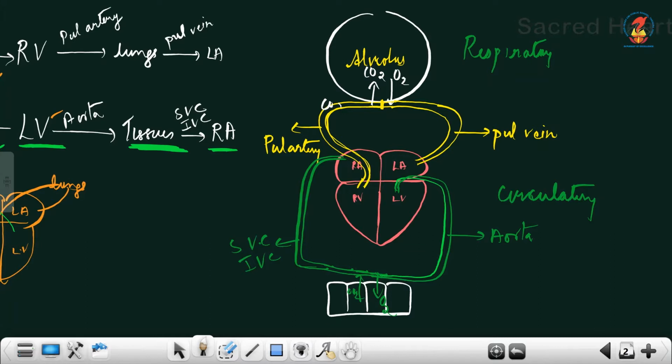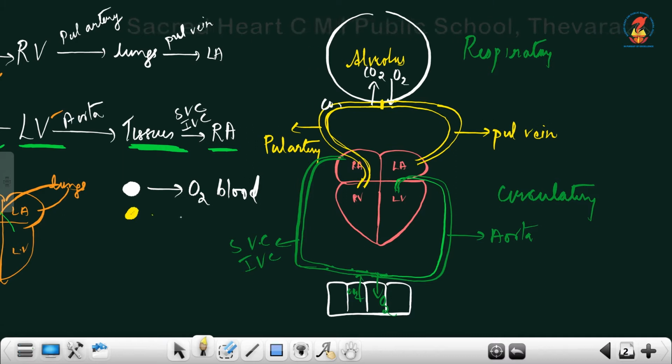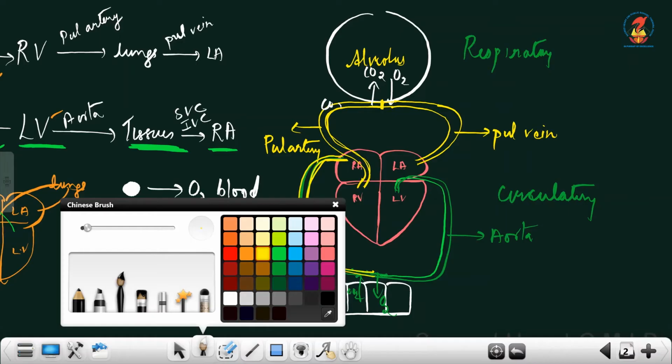Okay. I am giving the key. White stands for oxygenated blood and yellow stands for deoxygenated blood or carbon dioxide rich blood. So this side is dealing with carbon dioxide rich blood. So here I am redrawing it. I hope you understood why I gave yellow to the right side. And the left side, as I indicated in the key, should be white in color. So I am redrawing it with white.